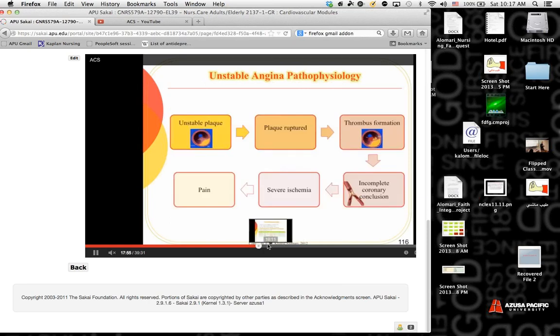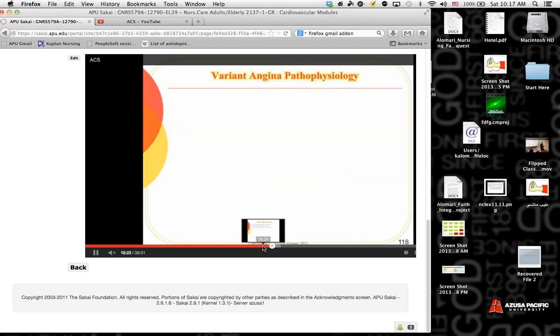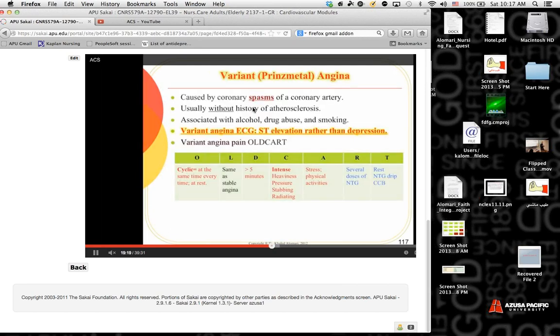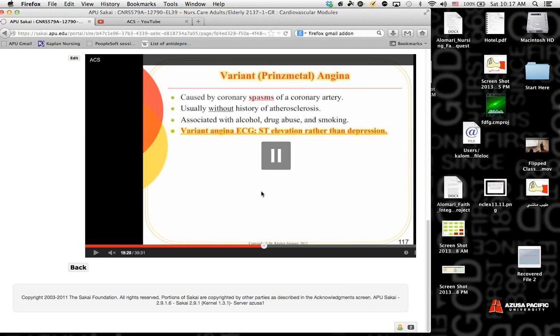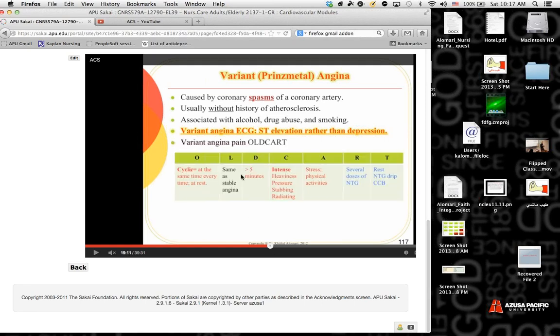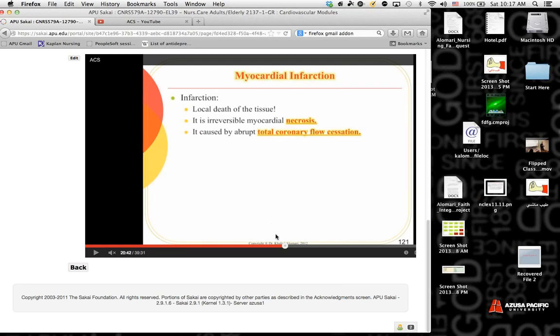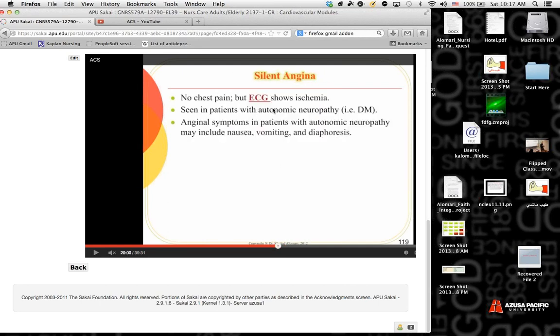We talked about the differentiation of unstable angina, and then the difference with silent angina, and variant angina mainly has to do with spasm. Usually this patient doesn't have any atherosclerosis problem, it's just a spasm. So it's coming from the outside, so the inside of the blood vessels might be normal. Usually it has to do mainly with drug use. And the silent angina is when your patient has changes you see in the ECG, but the patient denies or doesn't experience chest pain, and it has to do with neuropathy. Talked about that.